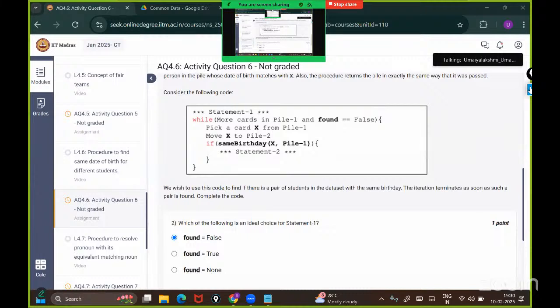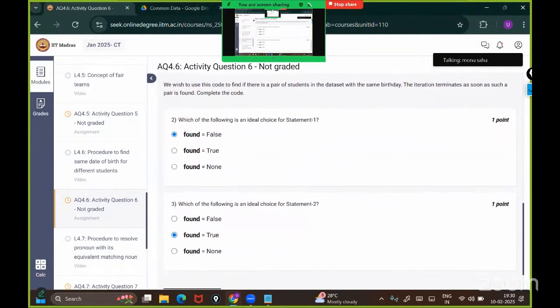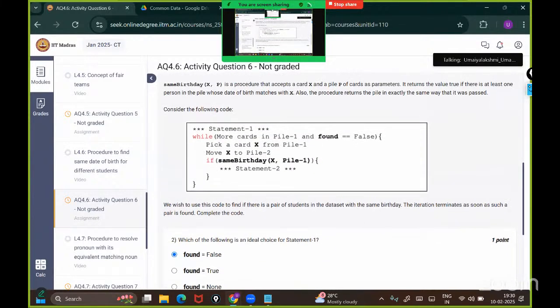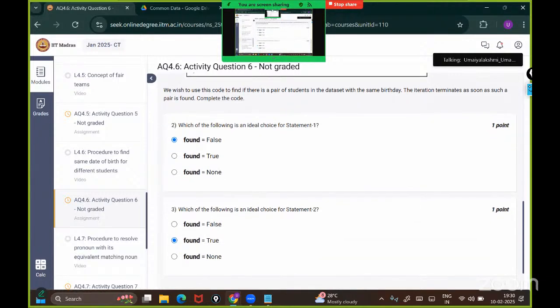Is that clear? So here found is equal to false, so that is why we write false. It is initialized with false, so here you can see it is checking with false. Only if found is false, we have to keep checking the card. If it is found, we have to stop our process. That's why we are initializing with false. And once we find the same date of birth, we reinitialize it with true. After that, the iteration stops.